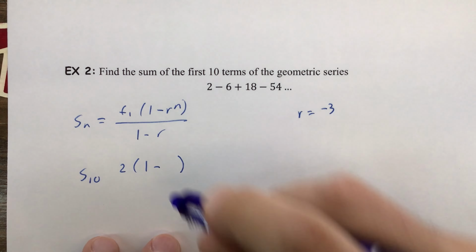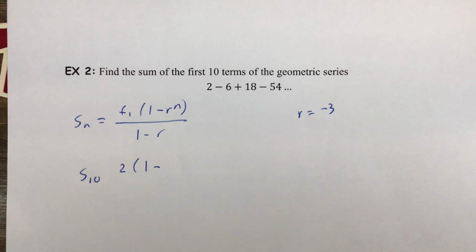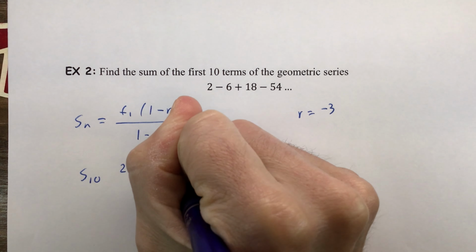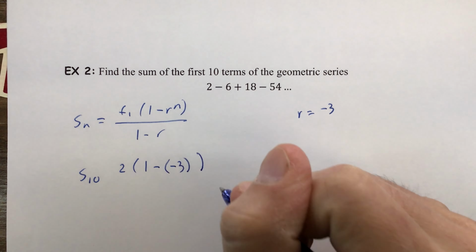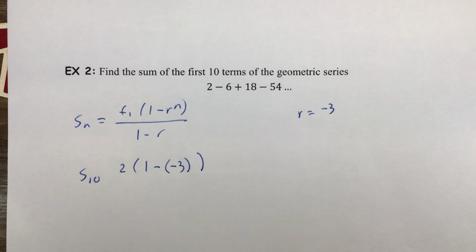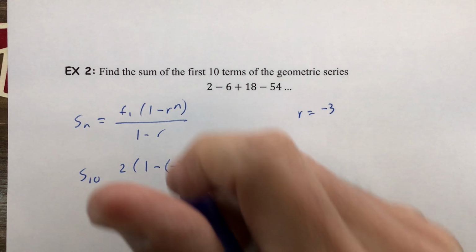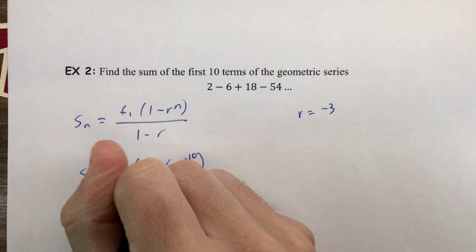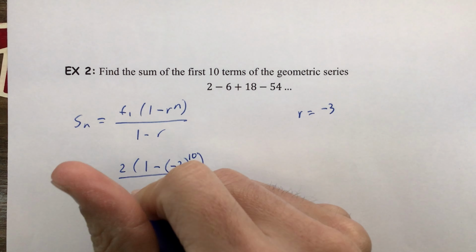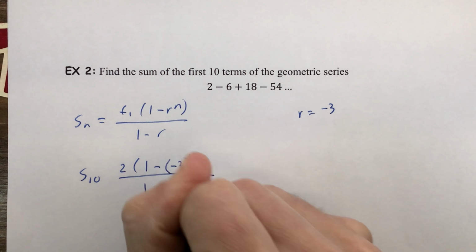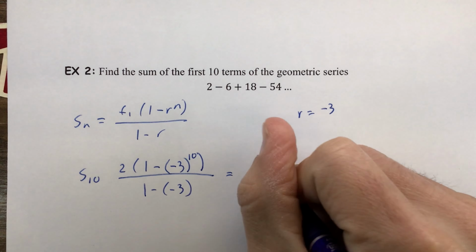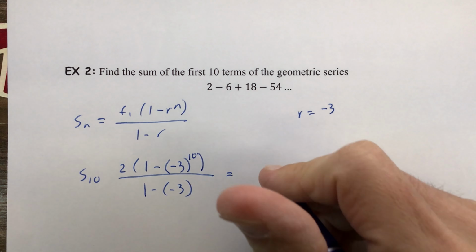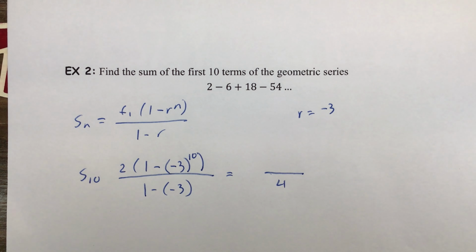Okay, now because it is a negative, let's be real careful here. Let's create some parentheses to put that in, and then we'll raise it to our nth power. Our nth power is going to be the number of terms that we're using, which is going to be 10. We'll then divide by 1 minus negative 3. Okay, so on the bottom, the negatives are going to cancel. You are going to get 1 plus 3, which is 4.